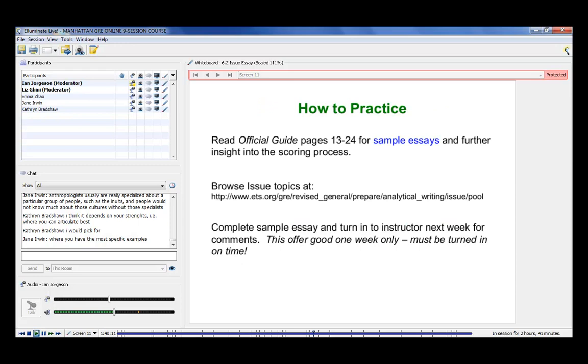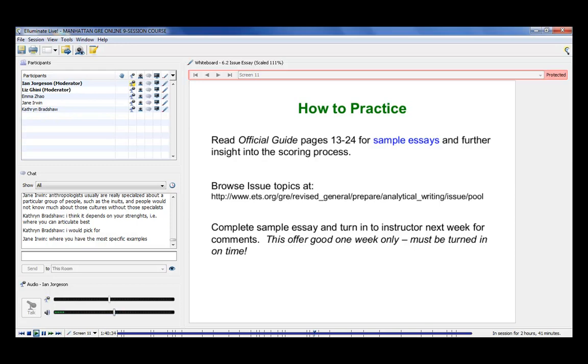All right, how to practice. Definitely take a look in the book. There's sample essays. There's scoring of the sample essays. That's great. It'll give you some confidence that you're going to be able to get a great score on this, because even their essays aren't all that great, and yet they give them pretty good scores, and you get a good feel for the kind of tone and language and level that they're looking for in a good essay.